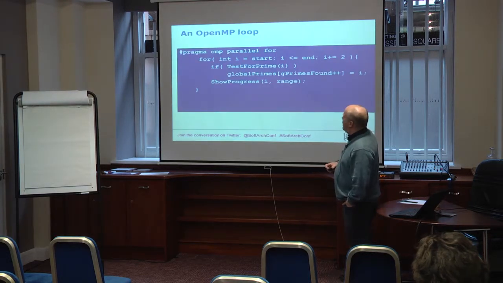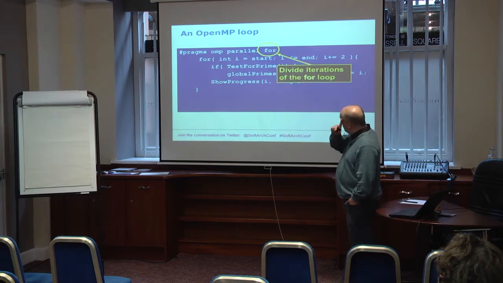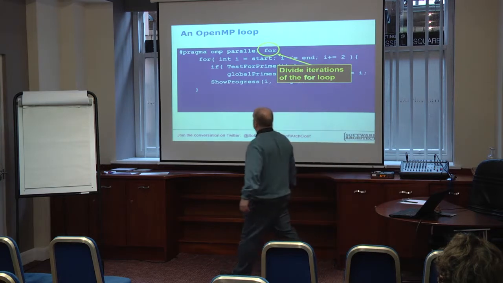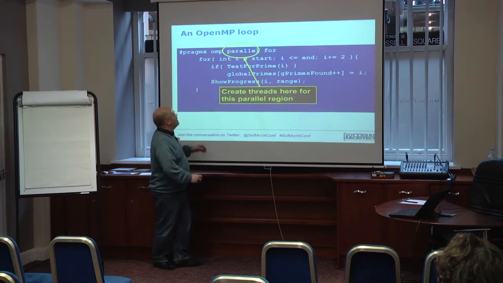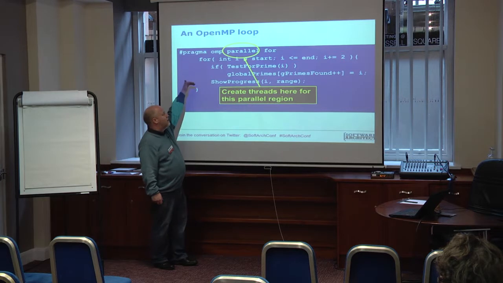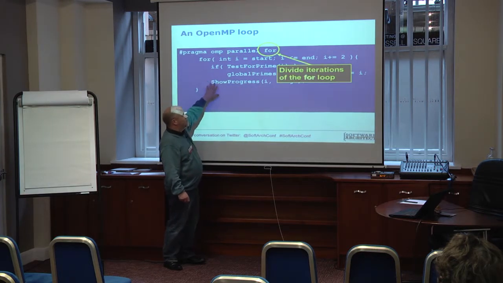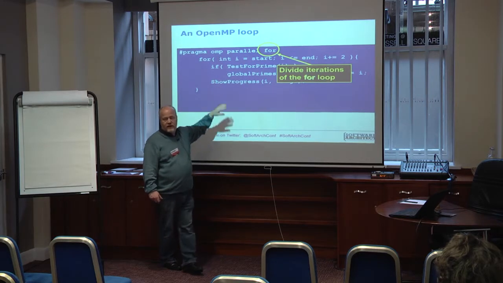Here's an example of an OpenMP loop. It looks like a regular C++ loop with the extra parts in the pragma. Once the parallel part is reached, when the runtime sees that statement, a pool of threads is created and made available. Those threads are then given the work, and the loop is shared between the different threads.